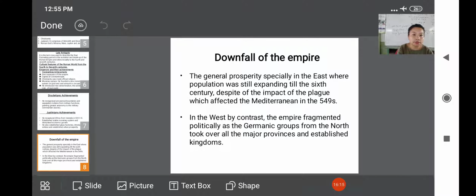In the west, by contrast, the empire fragmented politically as the Germanic groups from the north took over all the major provinces and established kingdoms. The second reason.